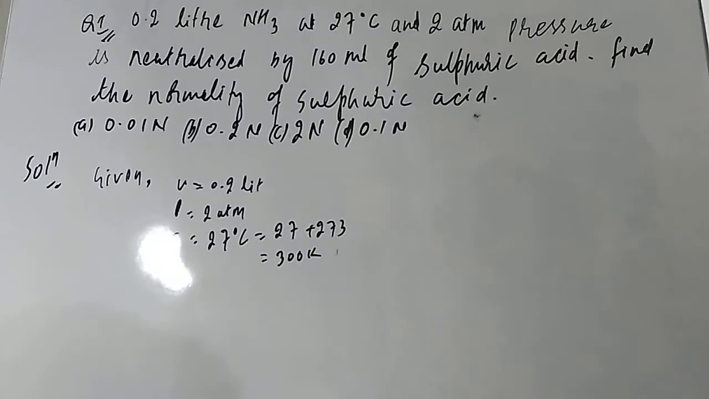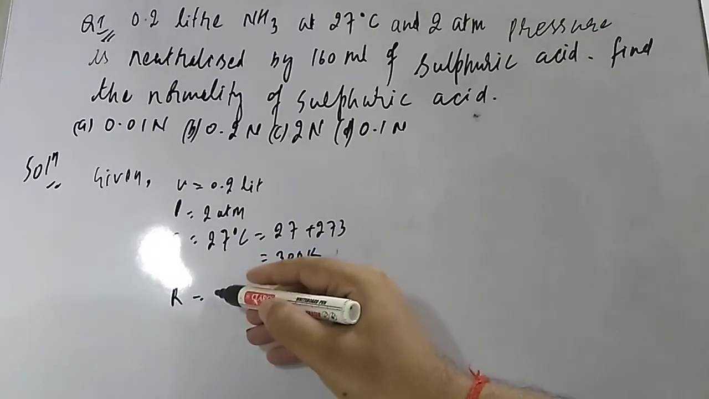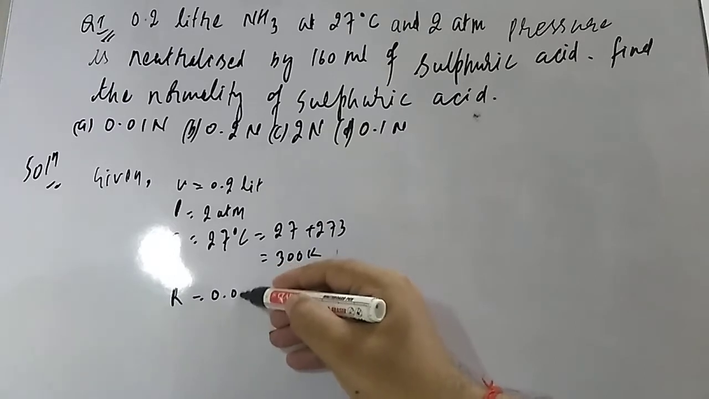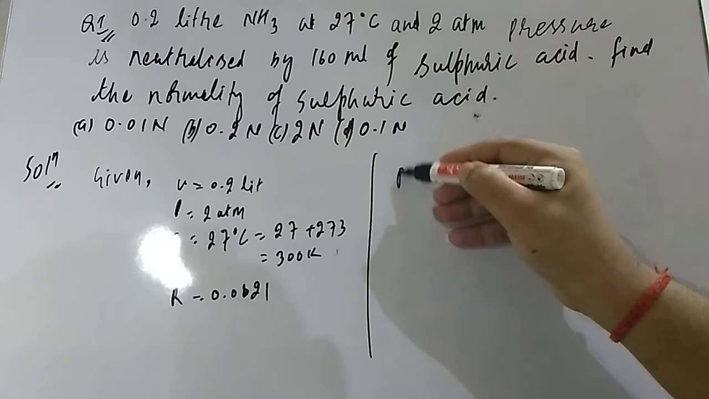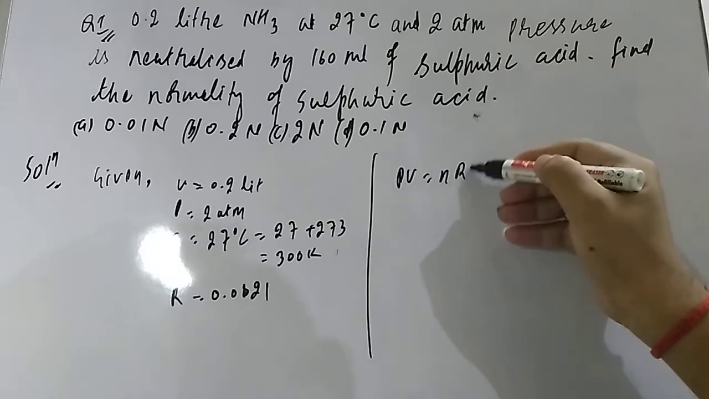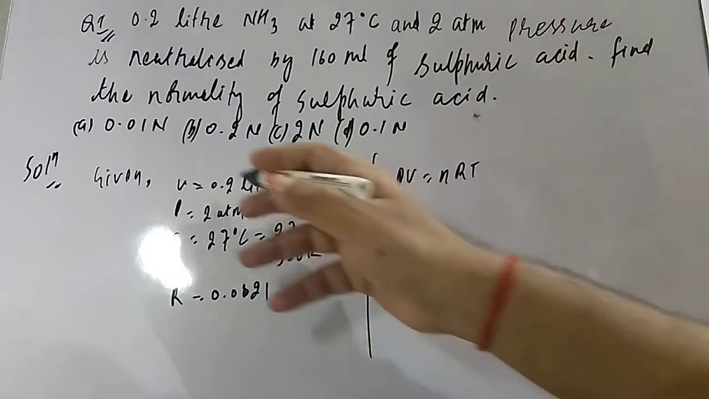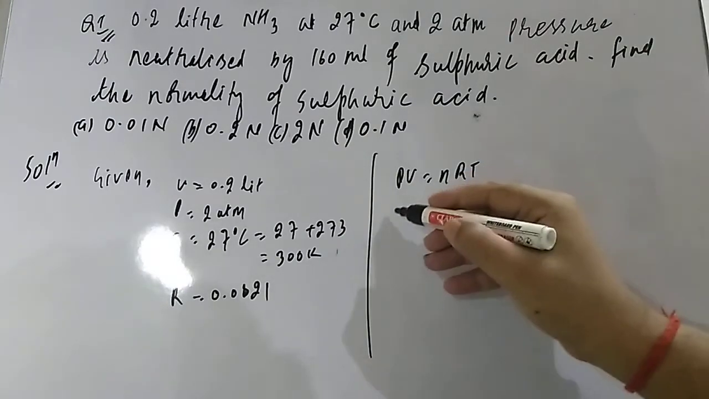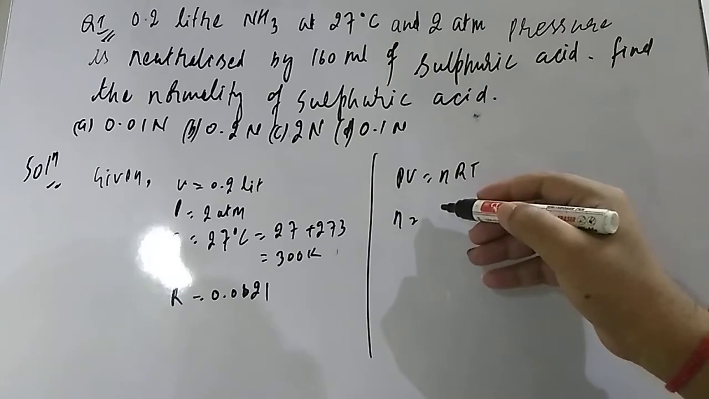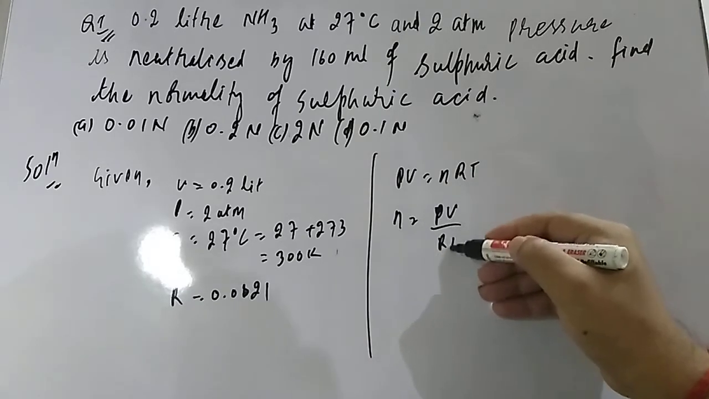Next, what is the R value we know. R value is 0.0821. From this, you apply the ideal gas equation PV equal to nRT to get the number of moles, because in this question the number of moles is not given. The rest of the information is given only to calculate the number of moles. So how to calculate number of moles? n is equal to PV upon RT.